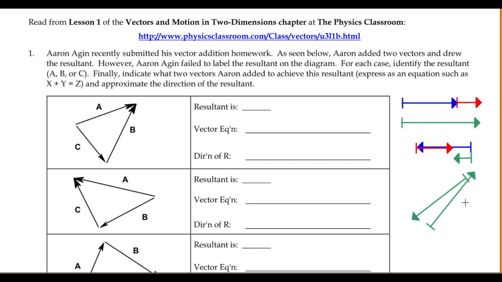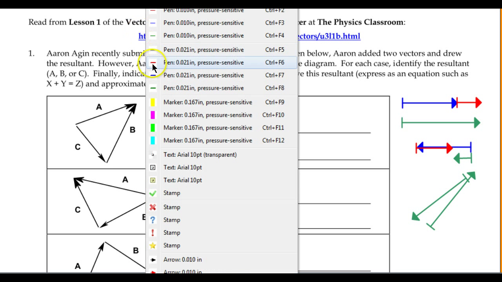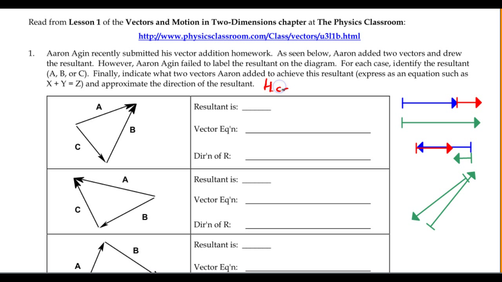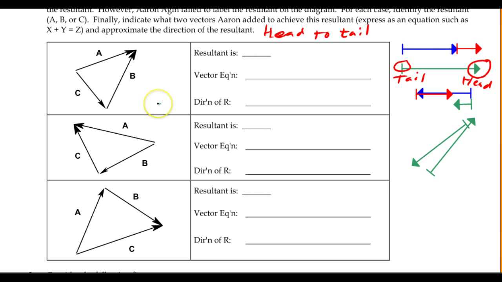Alright, so here, if we're adding in 2 dimensions, we are always going to use, for simplicity's sake, the head to tail method. Now, the head of a vector is the arrow head, and the tail is the other side. So whenever you're adding 2 vectors, you are going to place them one after the other, head to tail. Now, they've done that for us here in these 3 examples, and they're asking us to figure out what's the addition that's being done and what's the resultant.